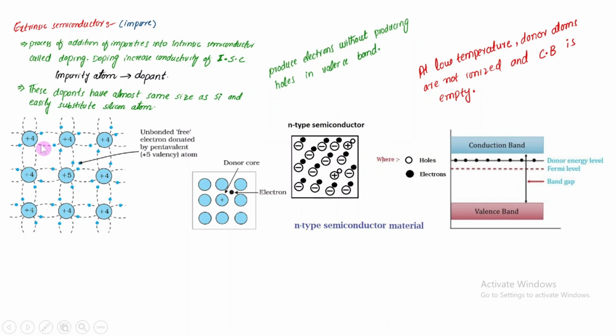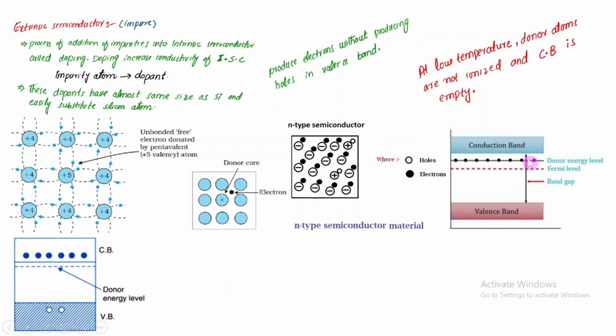So we have 1 electron in excess, so that 1 electron will produce another discrete energy level in the energy band diagram, which is given by this, and which is near to the conduction band. Here the band gap between this discrete energy level and this conduction band is very little.